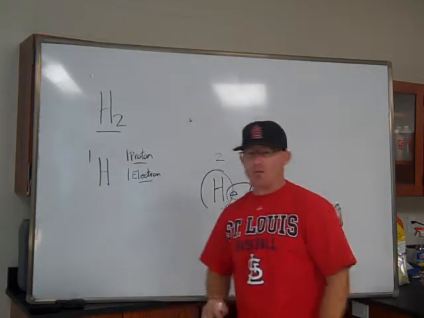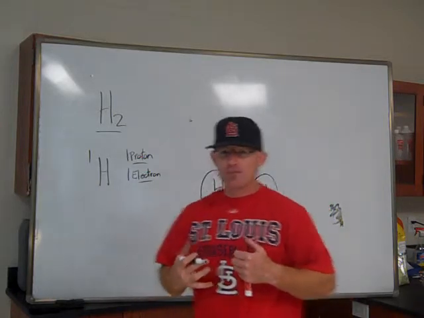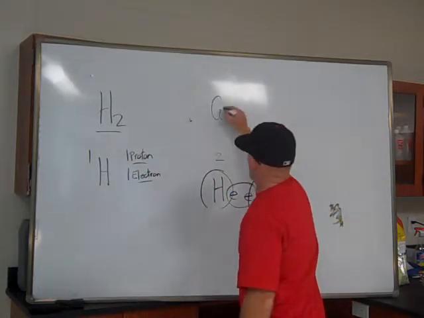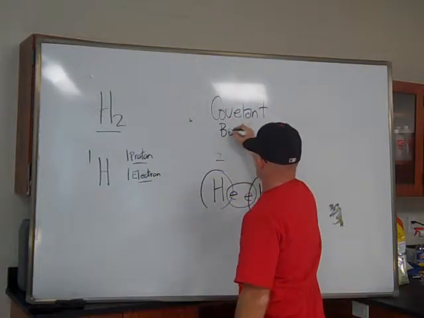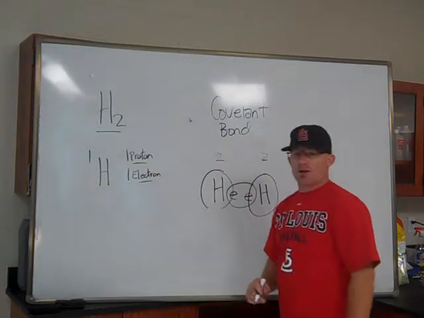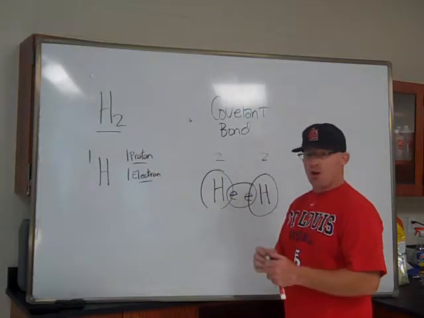Because when we share, we both feel like we get the toy, right? This is called a covalent bond. And it's a strong bond. When they share electrons, it's a pretty strong bond.